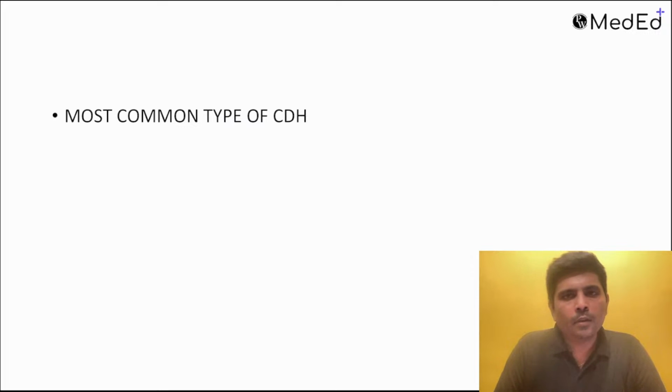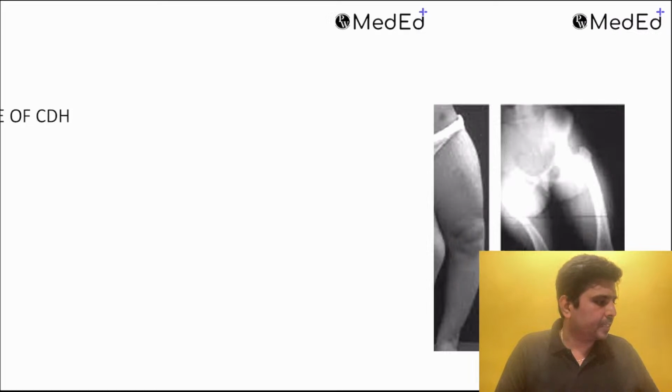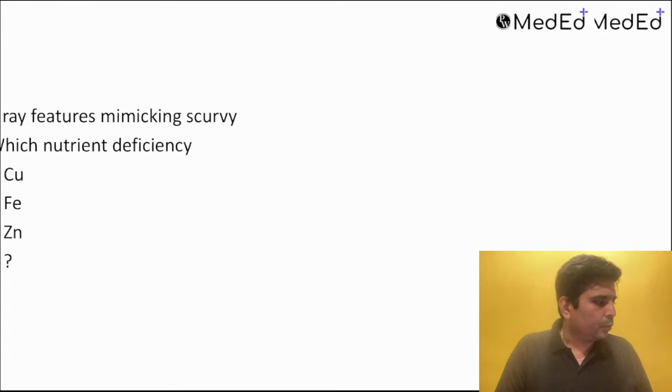That is the Bochdalek hernia, and it is followed by retrosternal hernia, otherwise known as Morgagni's hernia. Most common site is left posterolateral, due to defect in the pleuroperitoneal membrane. Right. Okay, these are all about yesterday's questions.